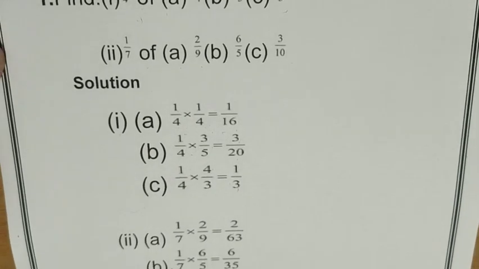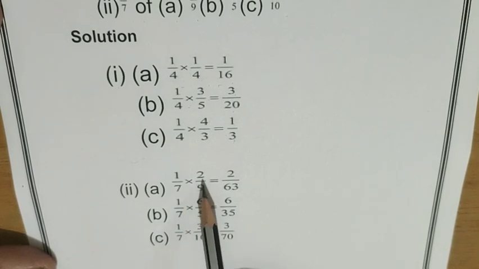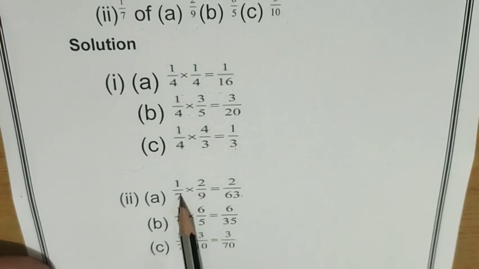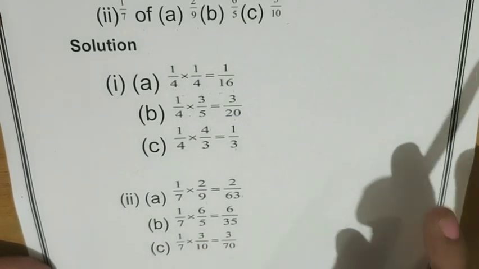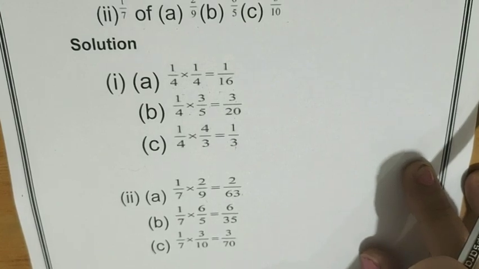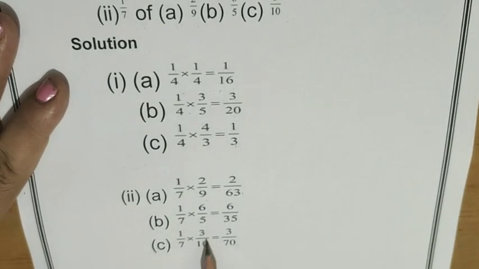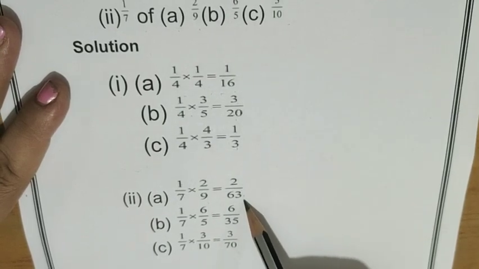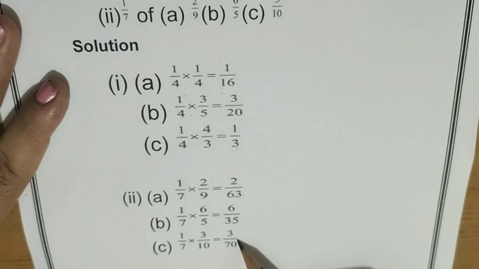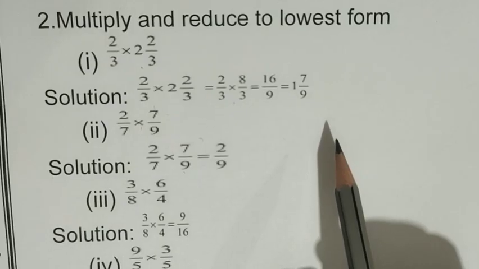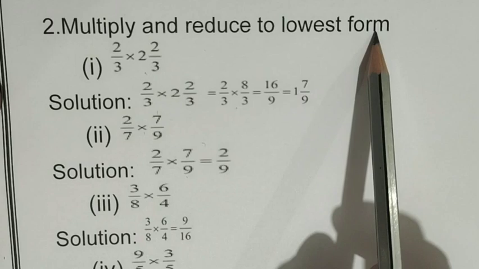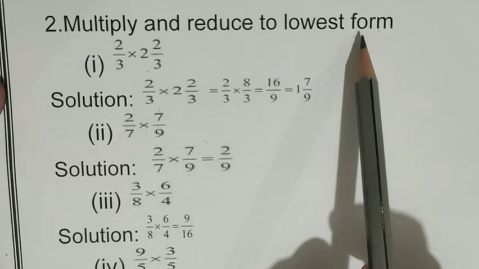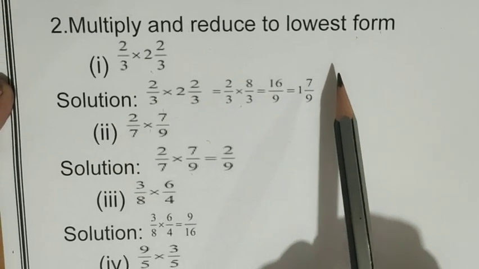Similarly, the second part of the question, that is 1 by 7 into 2 by 9. Again, the answer is 2 by 63, numerator into numerator, denominator into denominator. 1 by 7 into 6 by 5, 6 by 35. 1 by 7 into 3 by 10, the answer is 3 by 70. So the second part's answers are 2 by 63, 6 by 35 and 3 by 70. Multiply and reduce to lowest form. That means we have to multiply, that you know very well. Reduce to lowest form means if any common term is there, we must cancel and write.